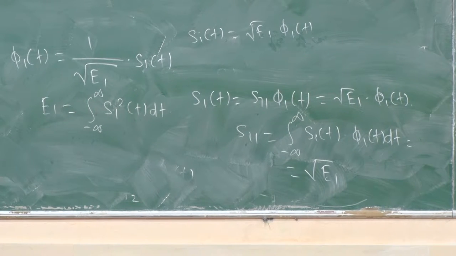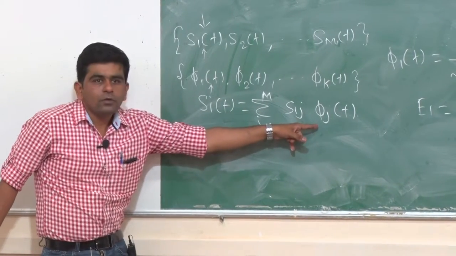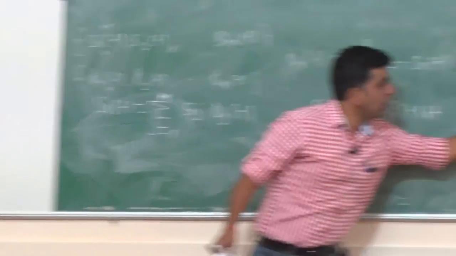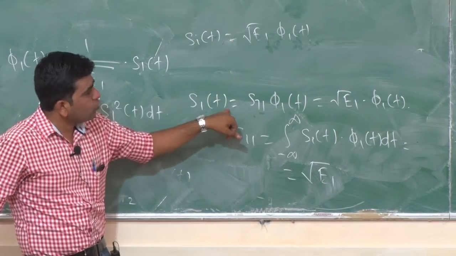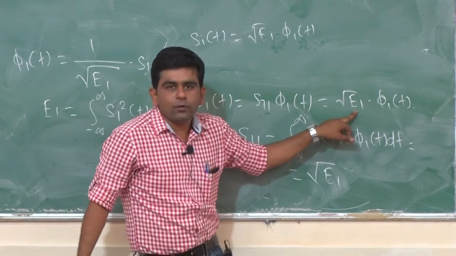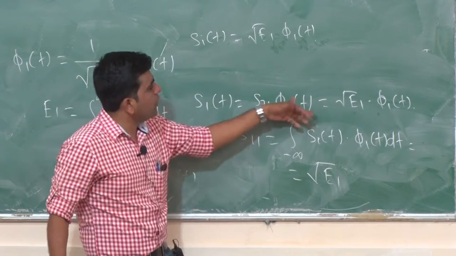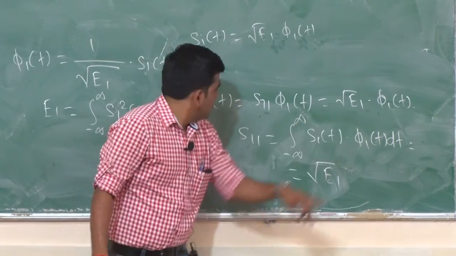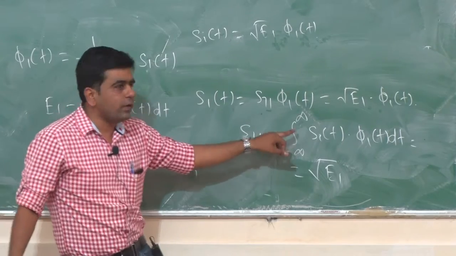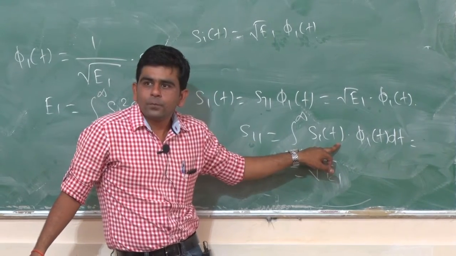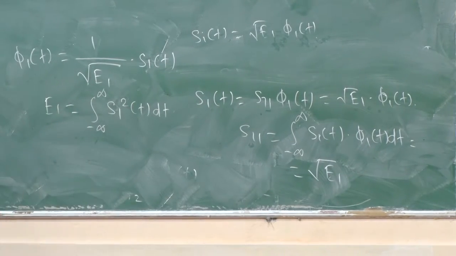Similarly, by using this procedure, we can say that S1 of t is equal to S11 into phi 1 of t. By comparing these two things, we can see that S1 of t is equal to square root of E1 into phi 1 of t. Is it clear? We have to compare these two equations. We will get this value. So here, S11 is nothing but the integration over minus infinity to infinity of S1 of t into phi 1 of t. So this becomes root E1.